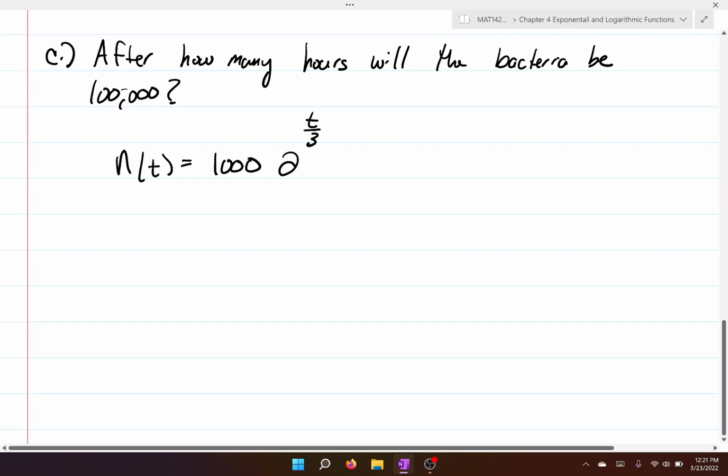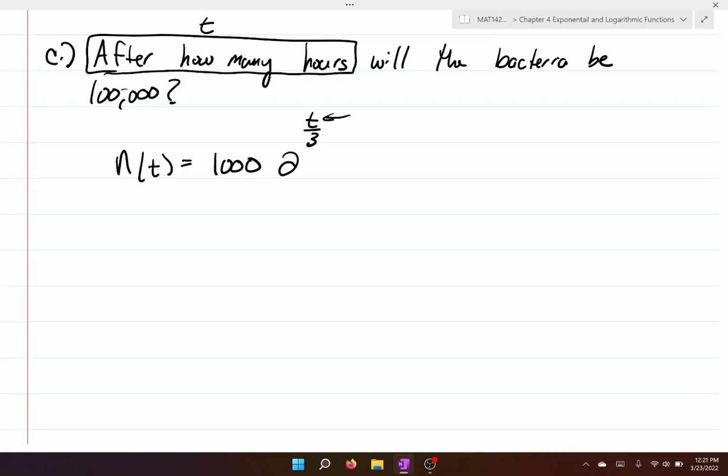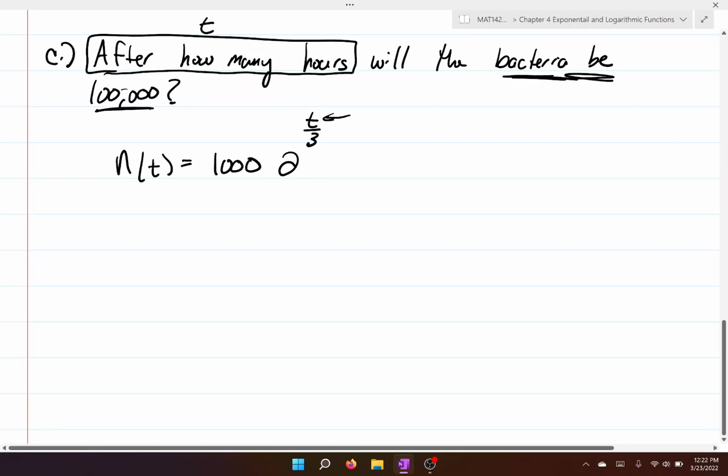okay? And we're going to identify what we're solving for. Well, after how many hours is T? And notice T is in the exponent of our model. So we're going to have to figure out a way to get that letter T down with everything else. Also, we know that we want a final population of 100,000. So our model is going to look like this. It's going to be 100,000 equals 1,000 times 2 to the T over 3.